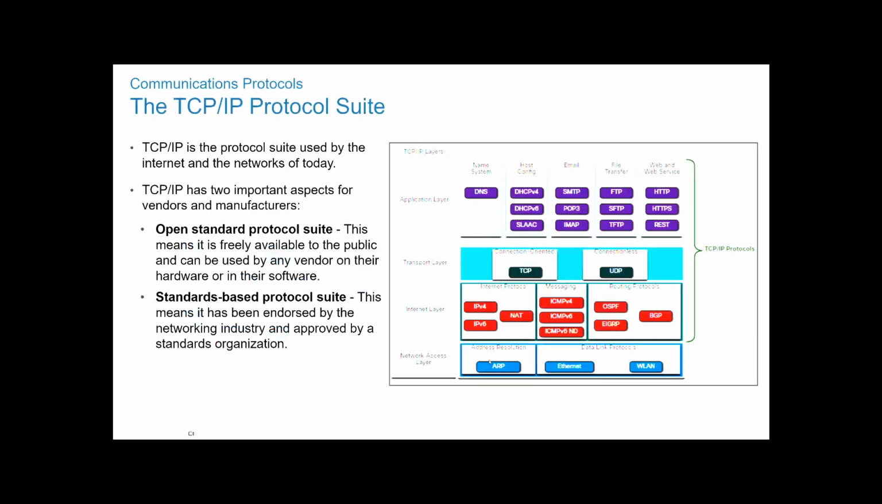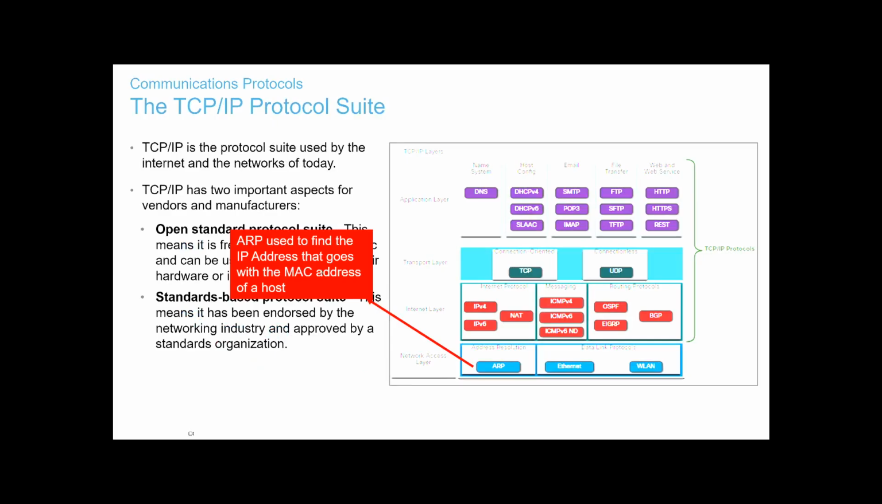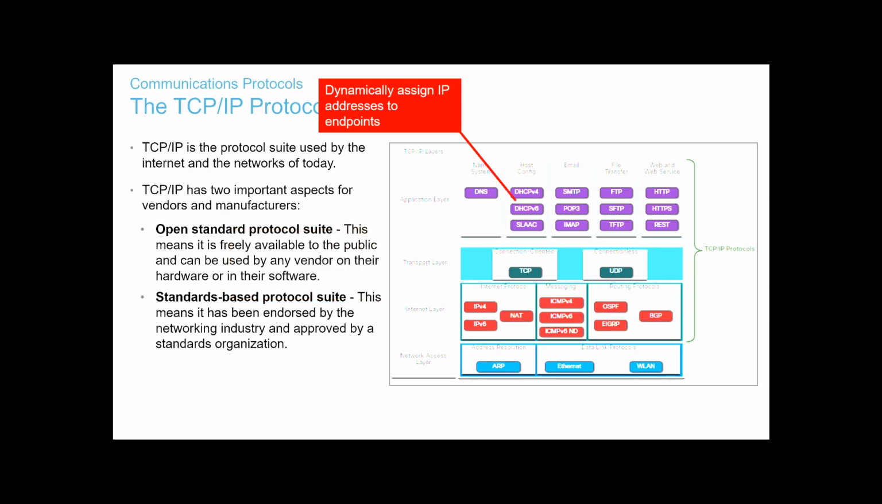And if we break it down, some of the very important ones, we know ARP is used to find the IP address that goes with the MAC address of a host. And you cannot communicate with a host via IP until that source has a corresponding IP address and MAC address. It's the only way you can communicate.